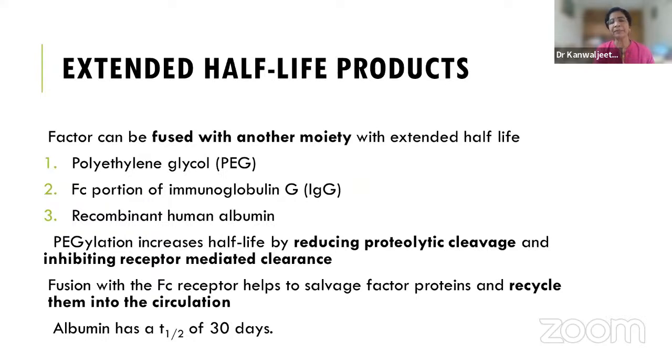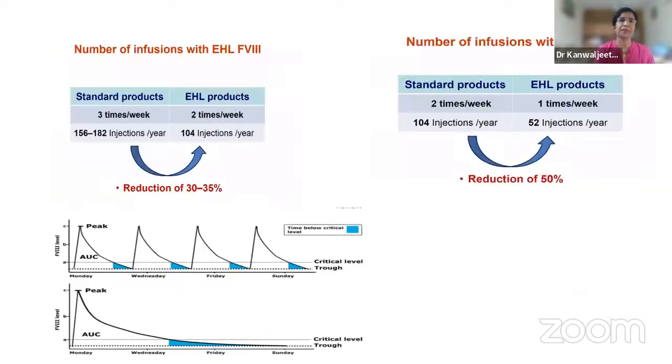So among pegylated preparations, we have Adynovate for factor VIII. We have Alprolix for factor IX, which is combined with the Fc portion of IgG. And we have Refixia, which is again a pegylated factor IX. So these preparations are expensive. But how they fare in the market, in the real world, we'll look at now.